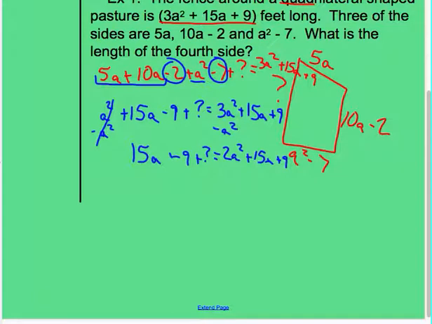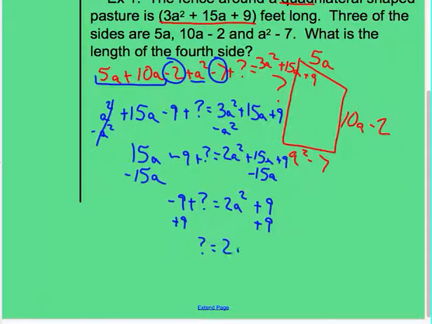So the next thing I'm going to eliminate is my 15a, and I'm going to subtract that from my 15a, its like term. So now I'm left with negative 9 plus my question mark. My 15a's cancel. And now I'm going to add 9 to cancel my negative 9. So my question mark, or that fourth side, equals 2a squared plus 18 feet, because we always label our answer when we work on a word problem.